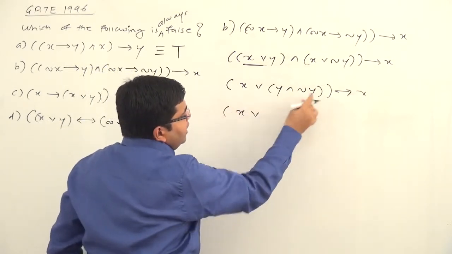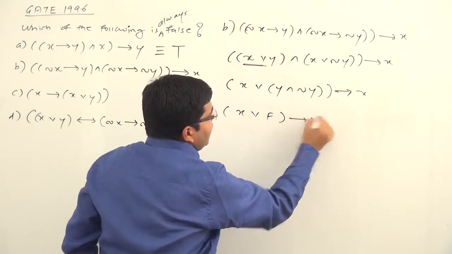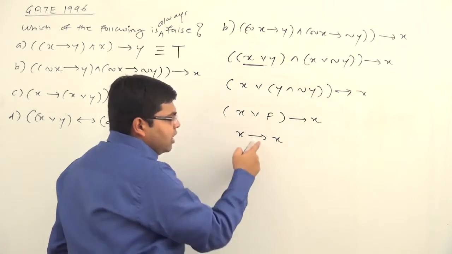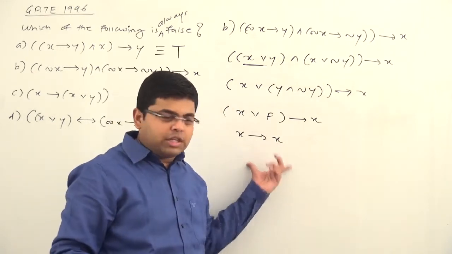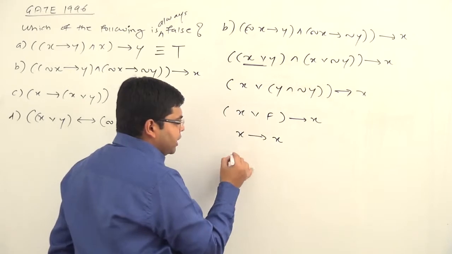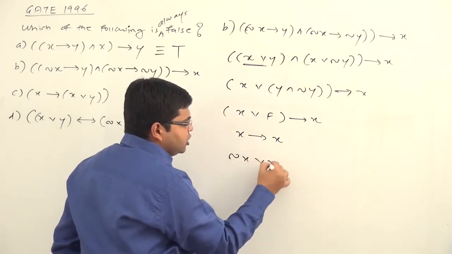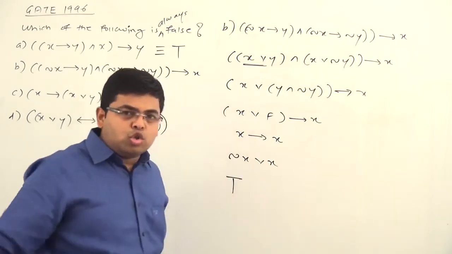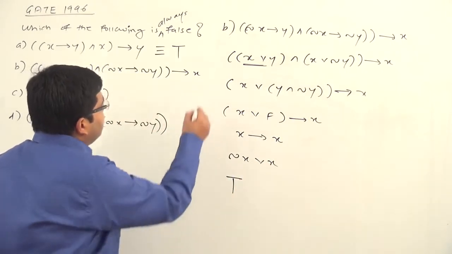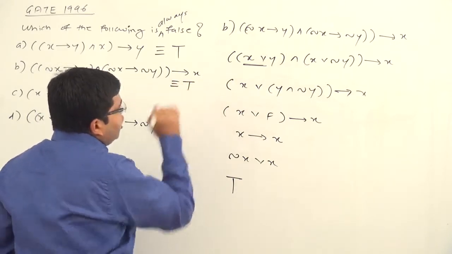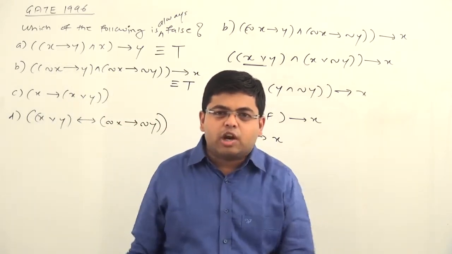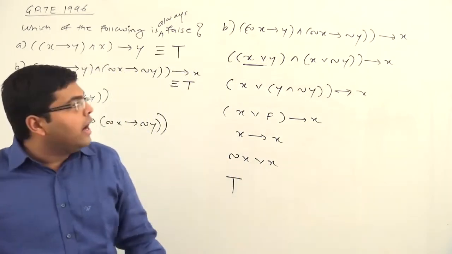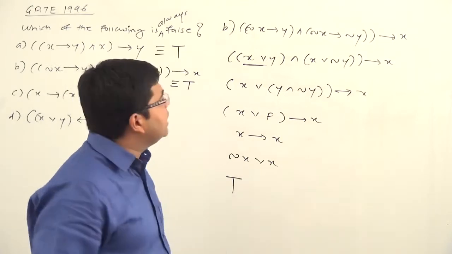x or y and negation of y will become false, implies x. Now x or false will become x, implies x. Now we know x implies x will always be true, but still we can see it. Apply the formula for implication. Negation x or x, and negation x or x will come out to be equal to true. Again, what does that mean? The second option is nothing but a tautology, and a formula which is a tautology cannot be called a false one, and that is why option B cannot be the answer. Again, let us try to apply the second method here.